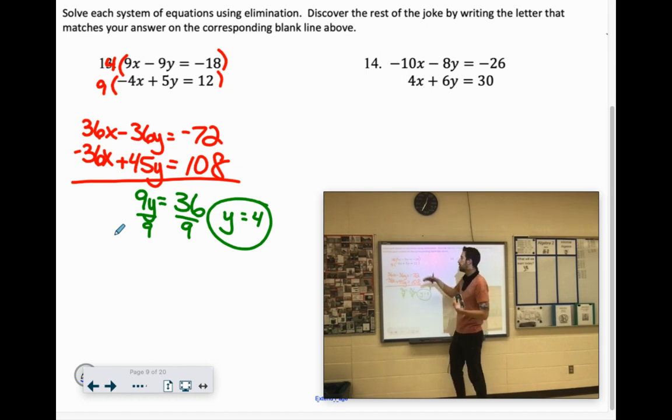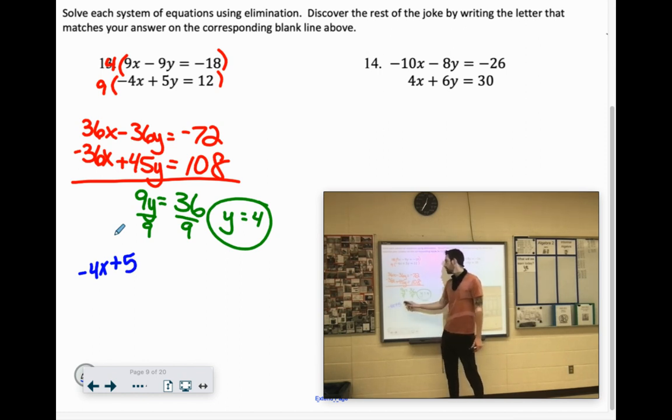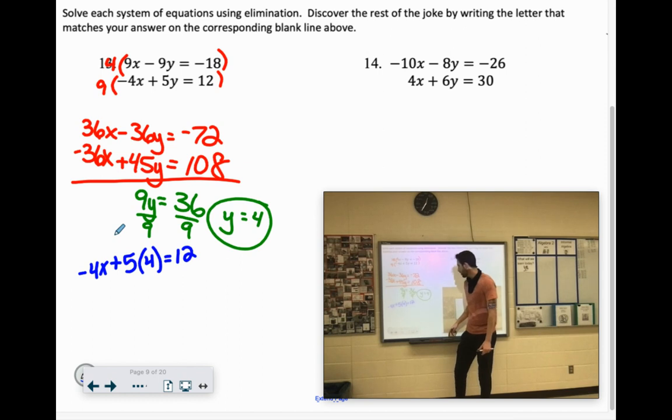You can substitute that back into the original equations or even the new ones to figure out x. Usually the original ones are the easiest ones. They're just smaller numbers, but they all work. So I'm going to take the second equation, negative 4x plus 5y, we know y is 4, equals 12. And we'll solve this the rest of the way.